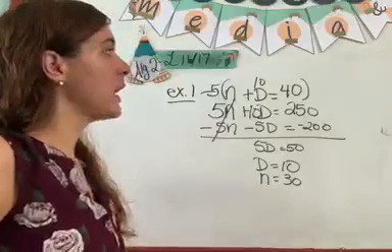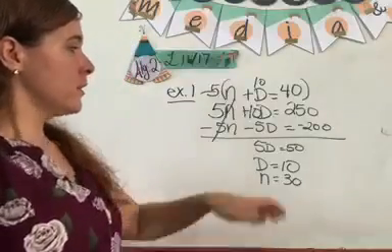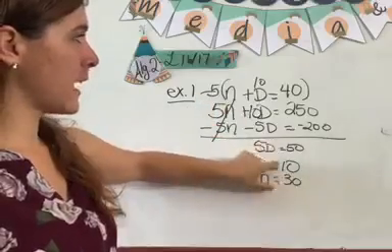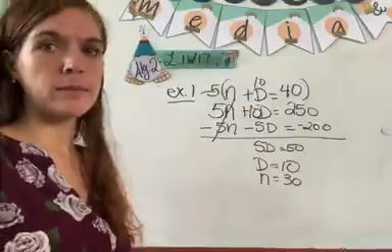And there's your answer. Okay? Make sure that you check it. So it'll be 30 plus 10 equals 40. Yes, it does. There you go. You already checked it. Okay, let's do example 2.